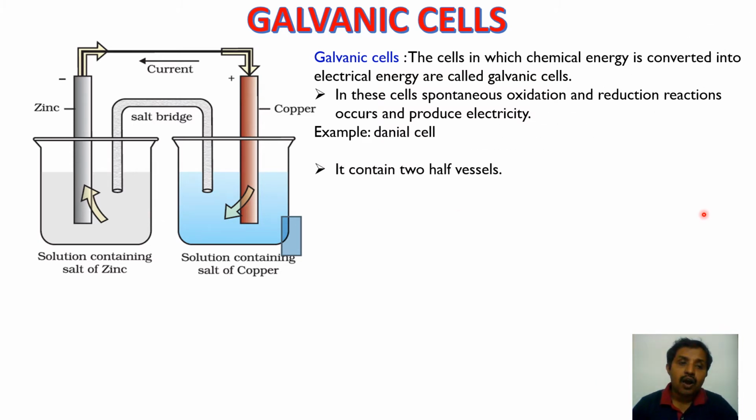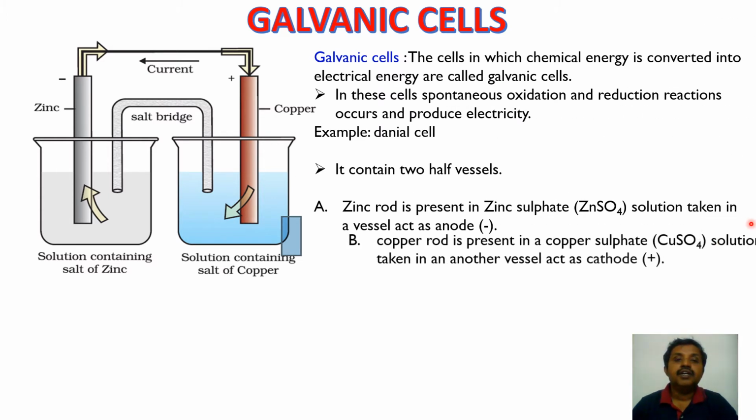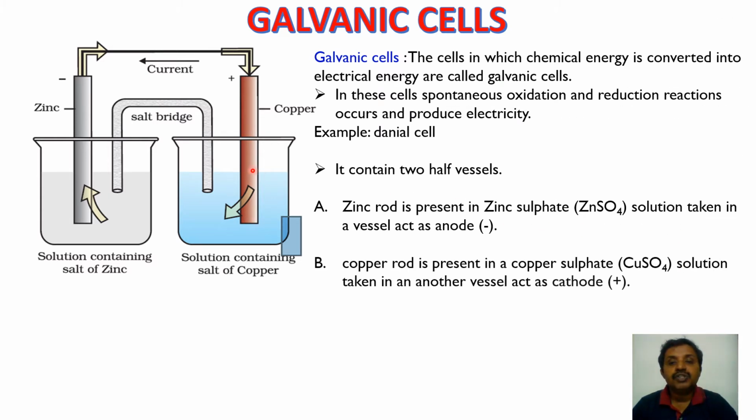It contains two halves. You can see here two vessels. In one vessel, a zinc rod is placed in zinc sulfate solution, and in another vessel a copper rod is placed in copper sulfate solution. The zinc rod placed in the zinc sulfate solution acts as the anode with negative charge, whereas copper placed in copper sulfate solution acts as the cathode with positive charge.